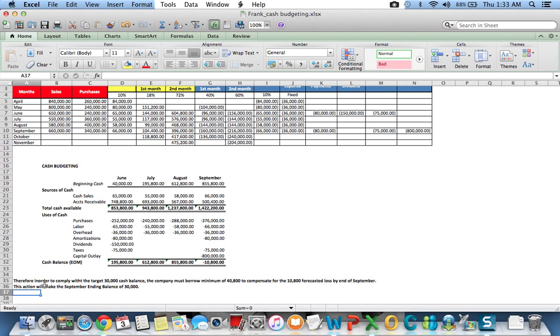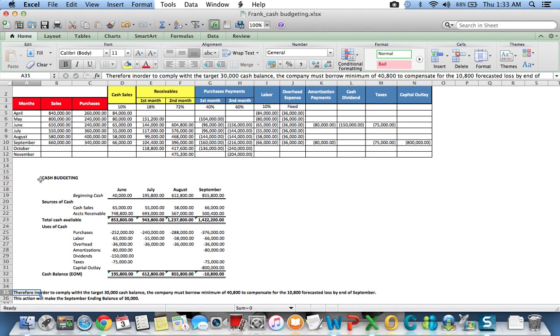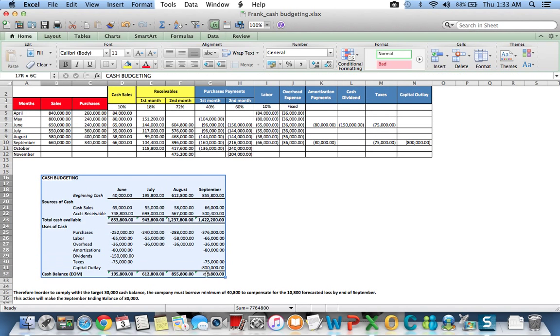Therefore, in order to comply with the target of 30,000 cash balance, the company must borrow a minimum of 40,800 pesos to compensate for the 10,800 forecasted loss by end of September. This action will make the September ending balance 30,000 pesos. This is the cash budgeting for Narda Corporation for the month of June to September.